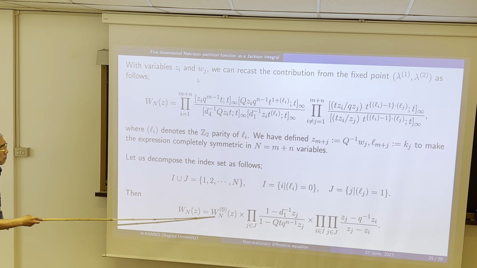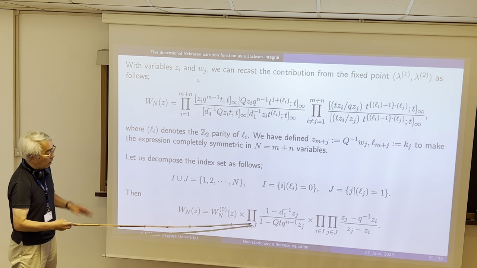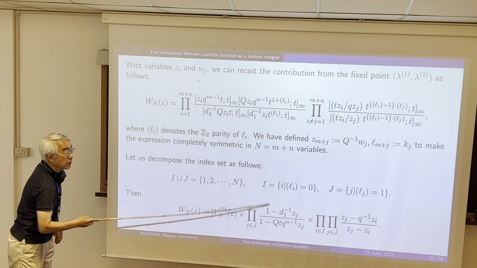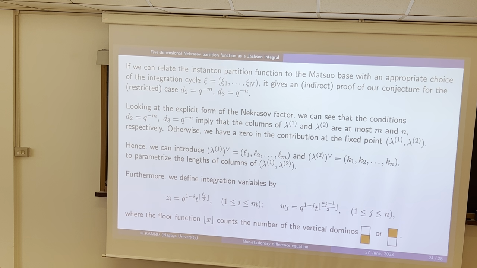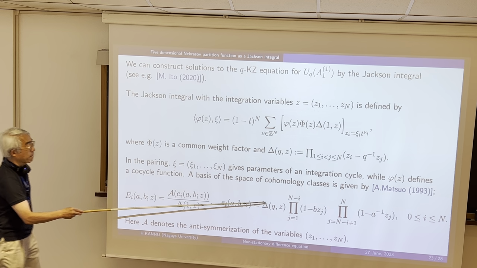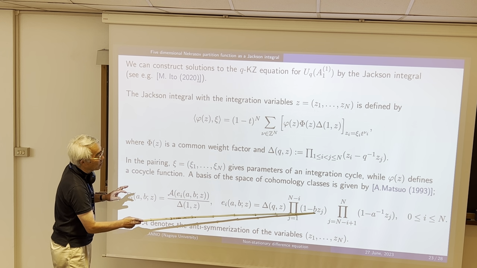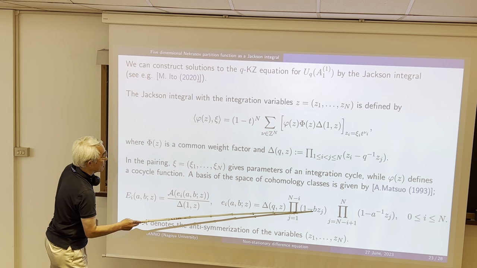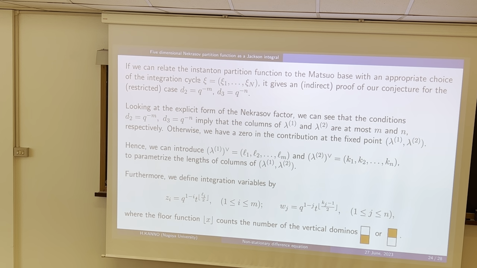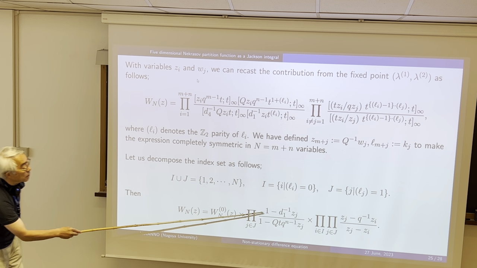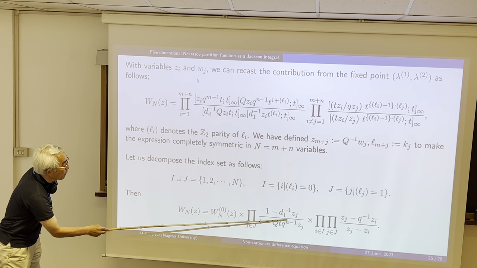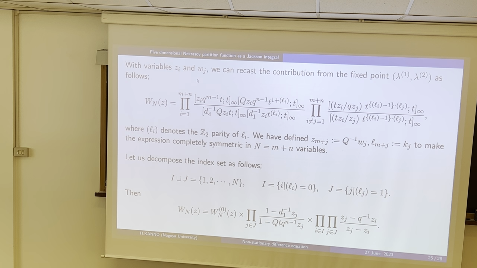And then this common factor corresponds to this part, which comes from the Young diagrams where all the columns have even length. And according to the number of columns of odd length, we have some additional factor here. And this exactly corresponds to this factor. And of course, we should have some dictionary of these parameters. This is the original parameter in the Matsuo basis, and this is the gauge theory parameter, and this we identify as A or B in the original formula of the Matsuo basis.